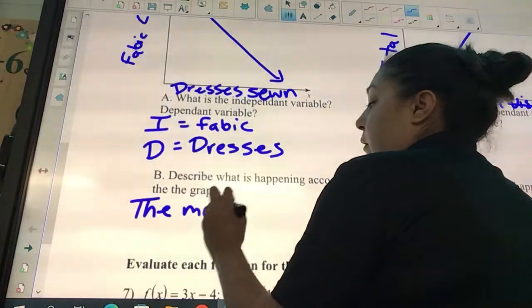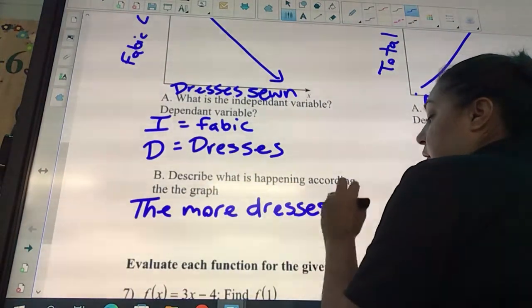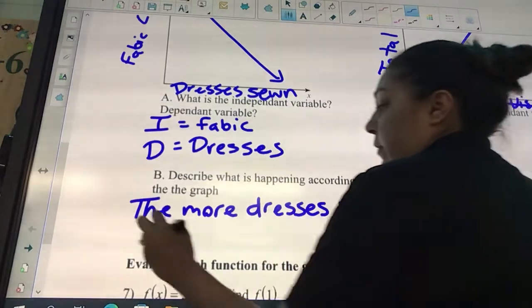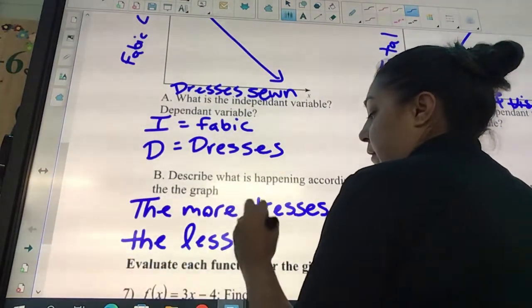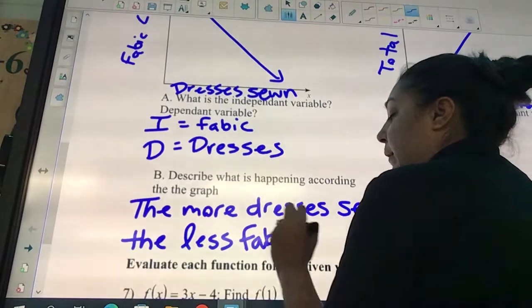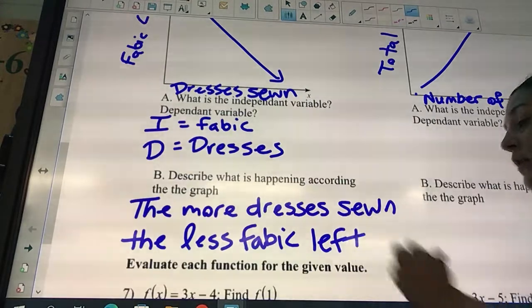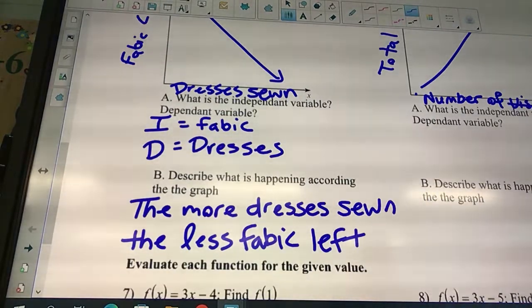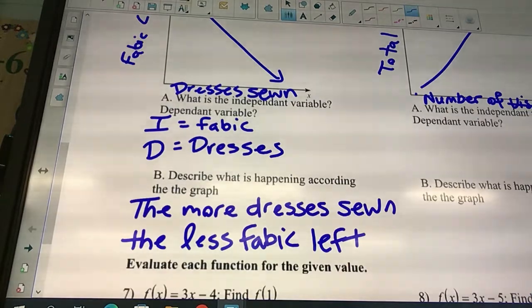The more dresses sewn, the less fabric left. Okay, will our fabric eventually run out? Yeah, it will.